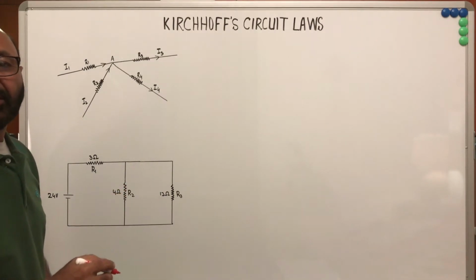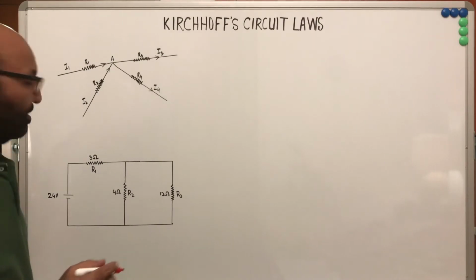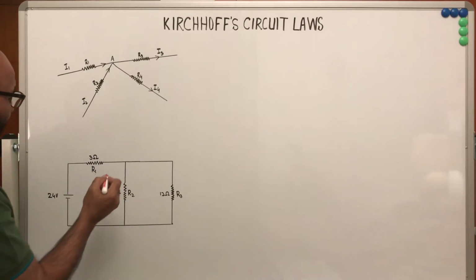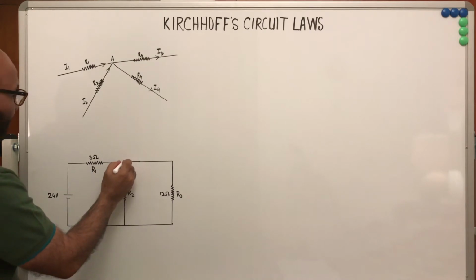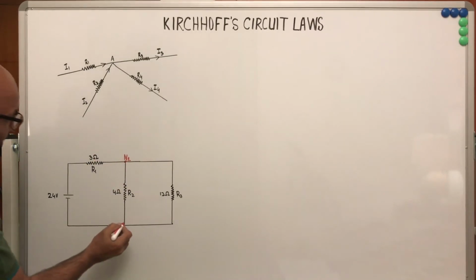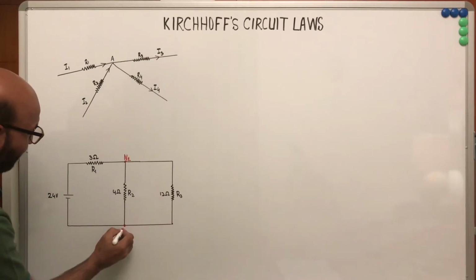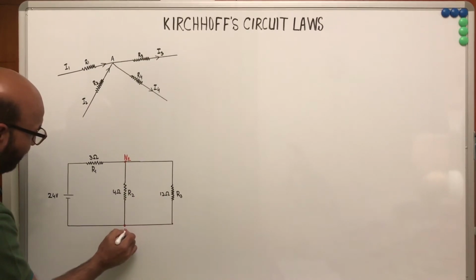In order to start solving this complex circuit, we have to consider a few basic rules before we start. The first is to find the nodes. A node is a place where two or more branches or sources are meeting. Let's say this is node 1. This is another point where two resistors are meeting. Let's say N2.